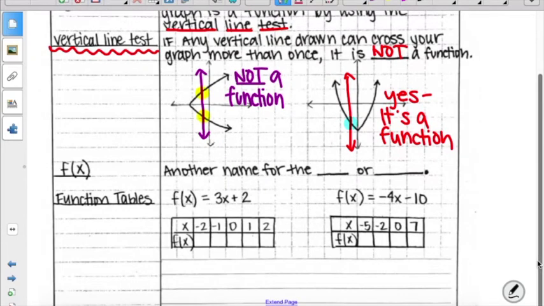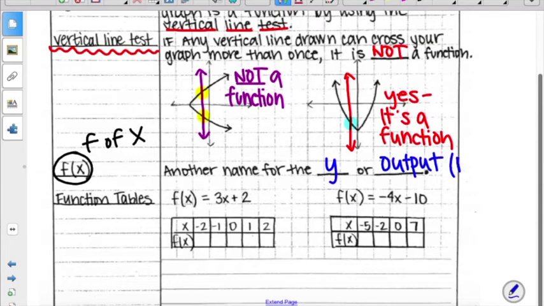The next thing we're going to talk about is something called f of x. F of x is how we say that: F with parentheses and then the x in the parentheses. F of x is another name for the y values, or the output. And there's one more name for that, the range. So the x values have 3 names, the y values have 4 names: f of x, y, output, and range.